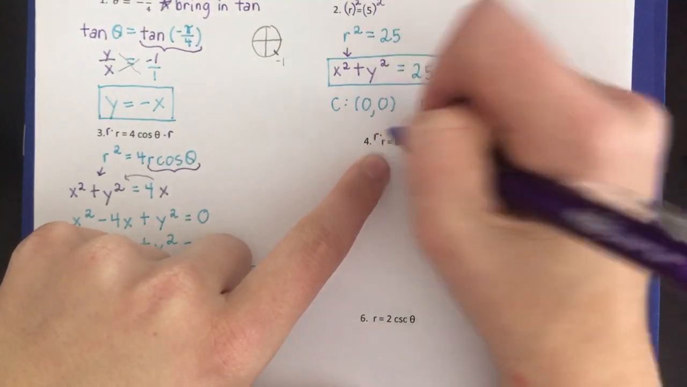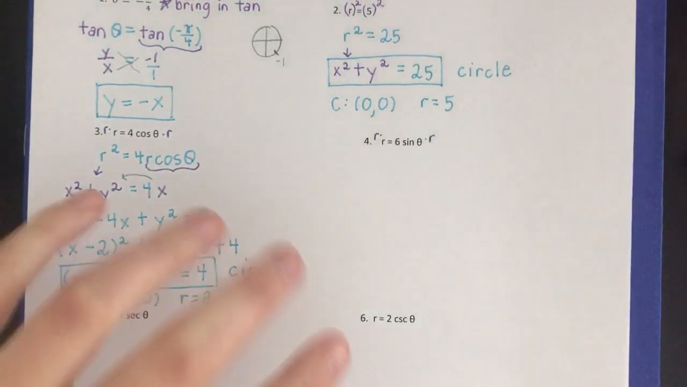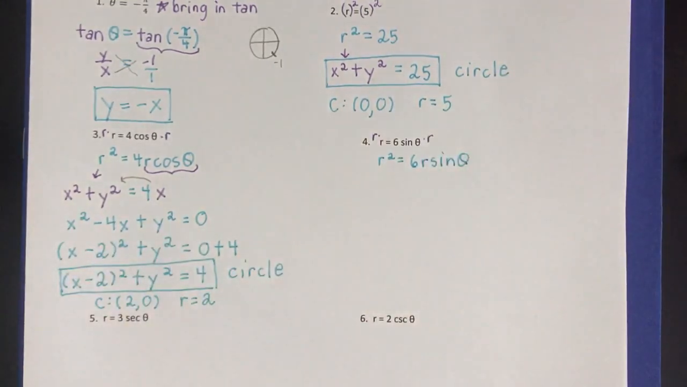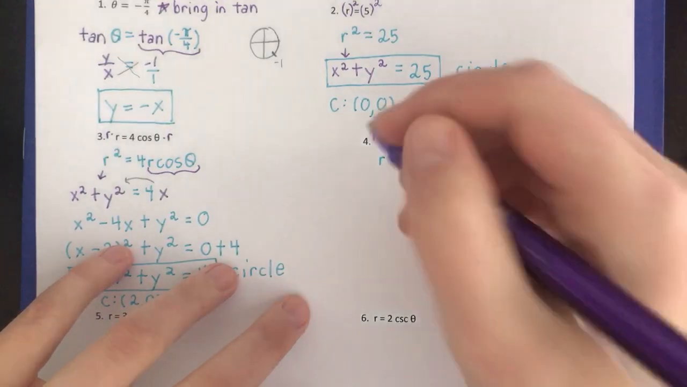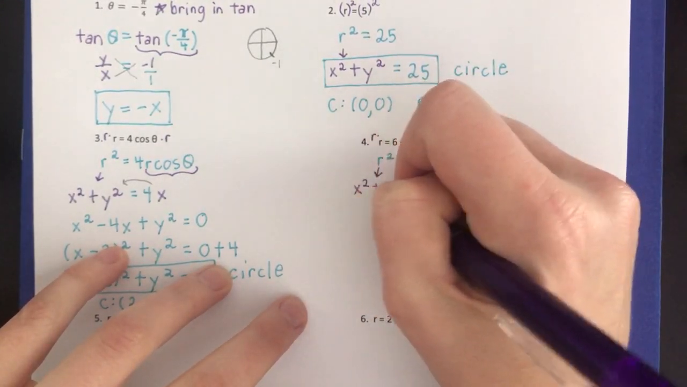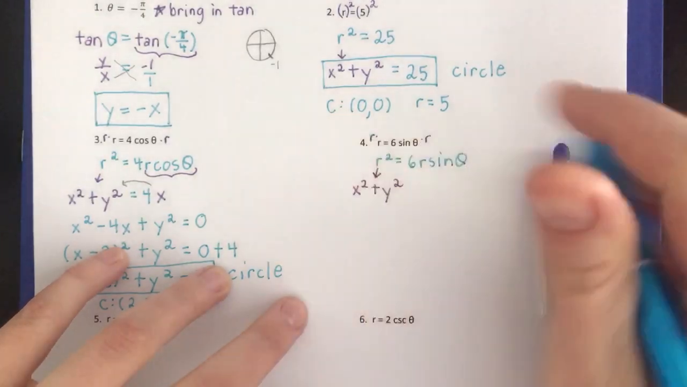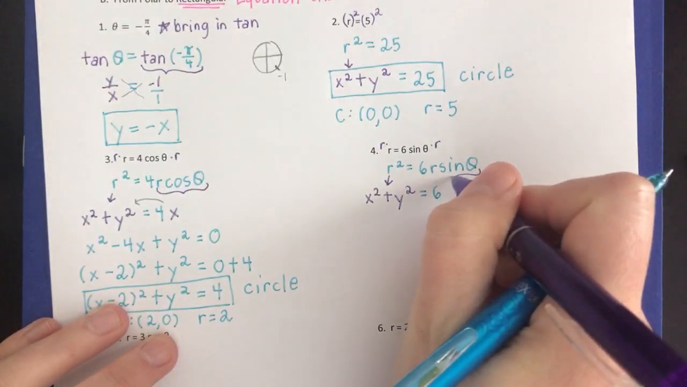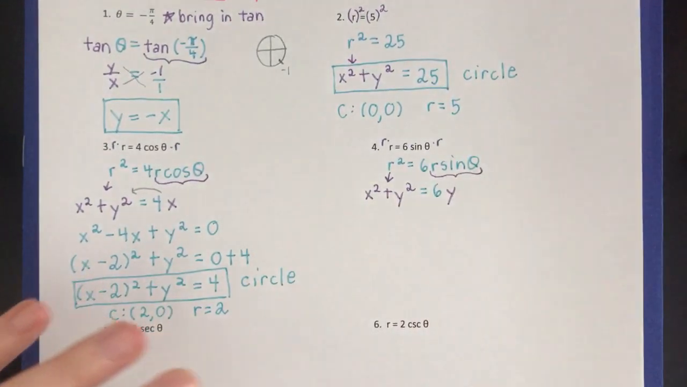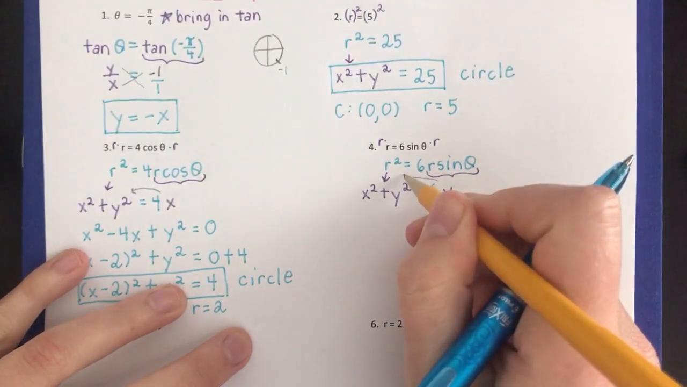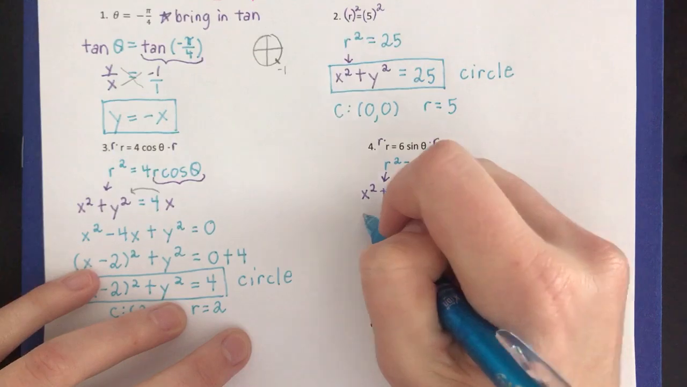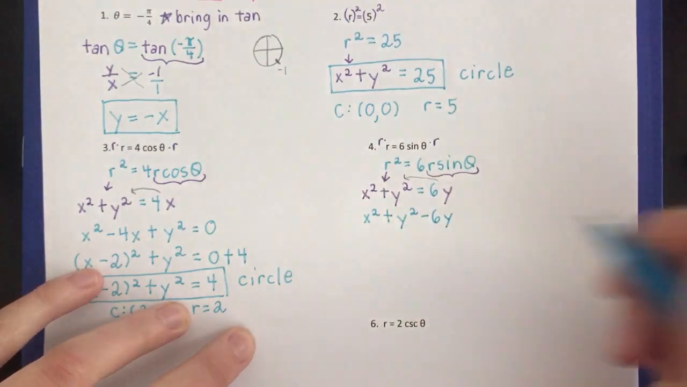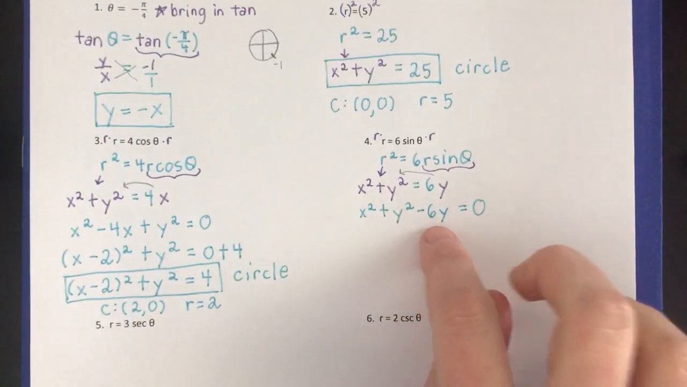You'll multiply both sides by r, so times r times r. Okay, so you get r squared equals 6r sine theta. Okay, so you know that r squared is x squared plus y squared, and then equals, and 6r sine theta is y. Okay, we'll do the same thing as before, scooch it on over. So we would get x squared plus y squared minus 6y equals 0. Of course, you want that term with the y.